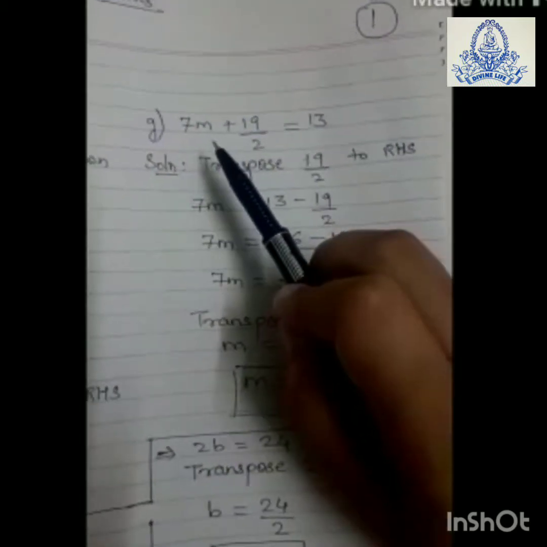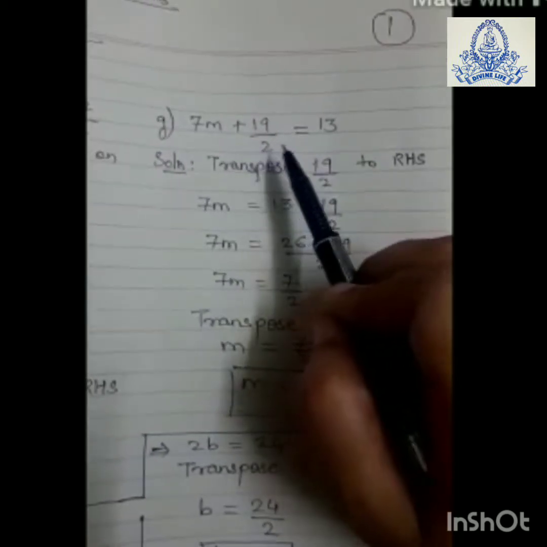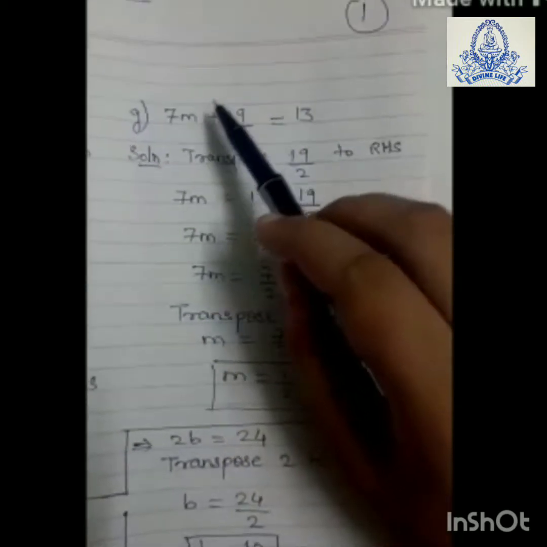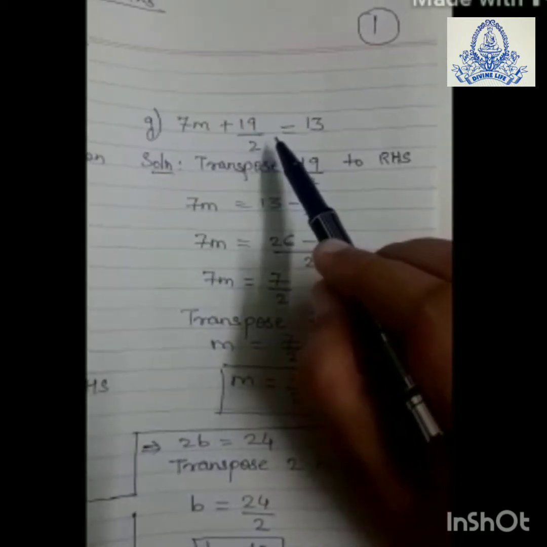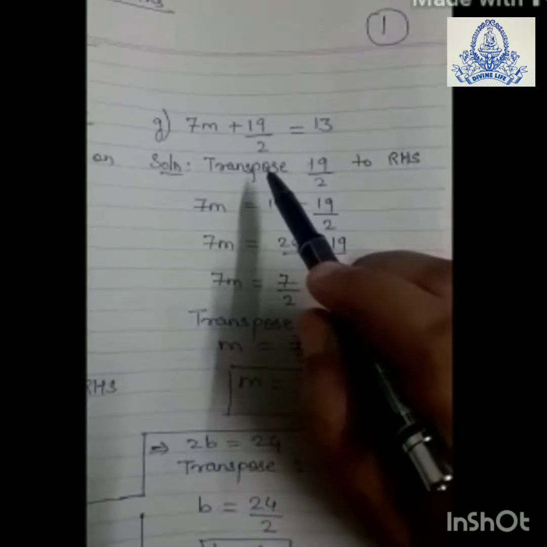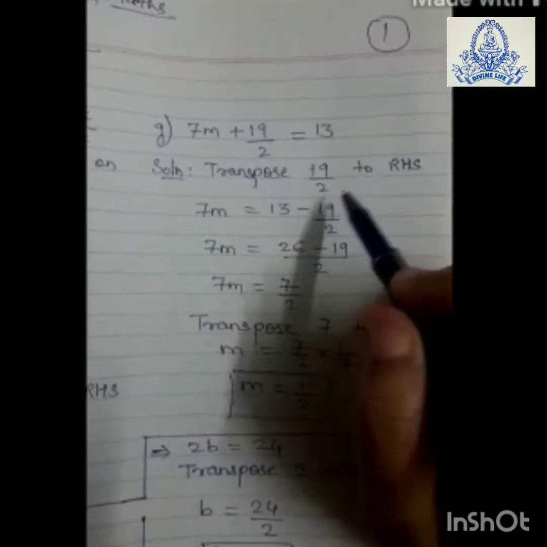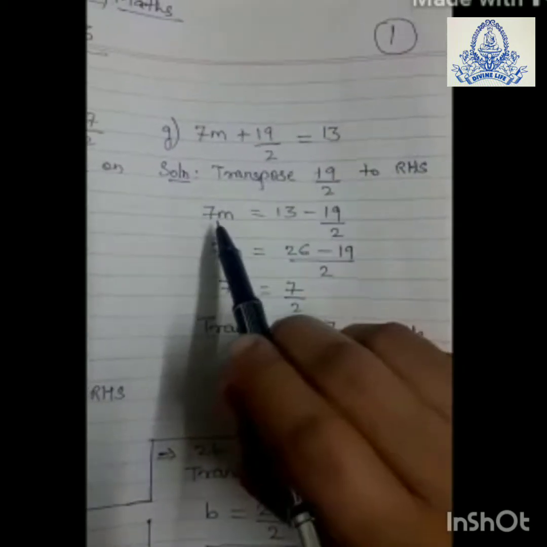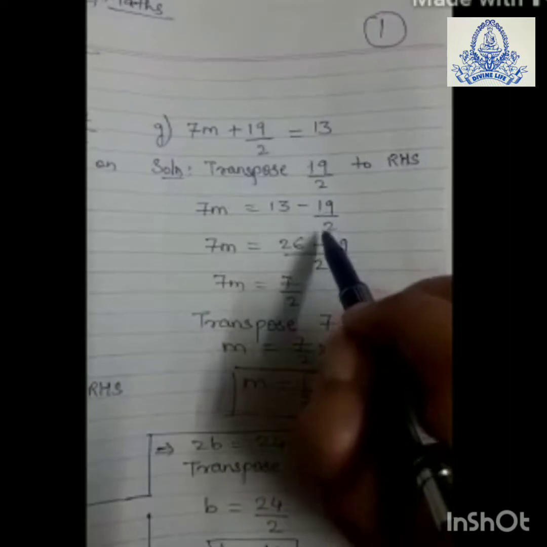See, 7m plus 19 upon 2 is equal to 13. Again this 19 upon 2 is transposed to RHS. Each and every time you have to write this, transpose this 19 upon 2 to RHS. So 7m is equal to 13 minus 19 upon 2.